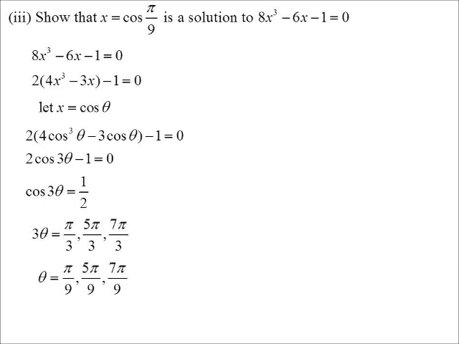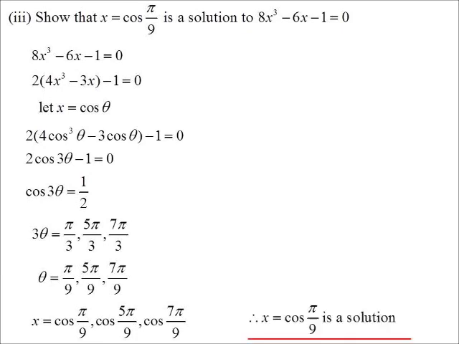Now that gives me solutions for theta. Remember, we're solving for x. But back here, we said let x equal cos theta. So therefore x is cos pi on 9. That's the one they wanted me to show. Cos 5 pi on 9. Cos 7 pi on 9. So yes, cos pi on 9 did turn out to be one of those solutions.